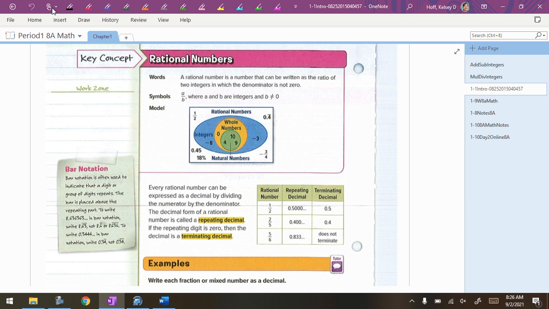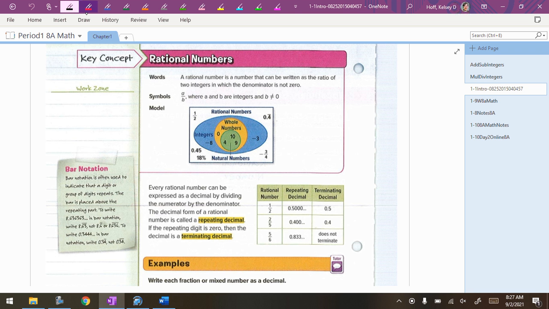All right, so today we're going to do 1-1, and it's all about rational numbers. Rational numbers are fractions that end up being a repeating decimal or a terminating decimal. A repeating decimal means the same number or numbers happen over and over and over. You guys have seen 0.333333 and it continues on. That's a repeating decimal. Another is 0.1257, 1257, 1257.